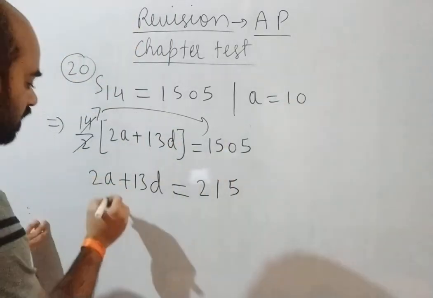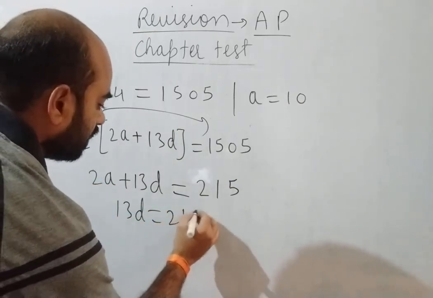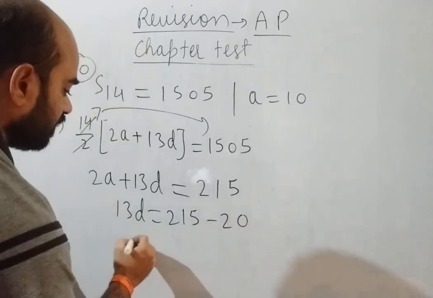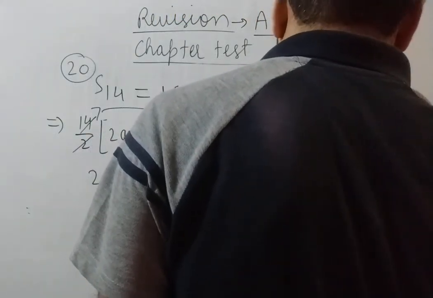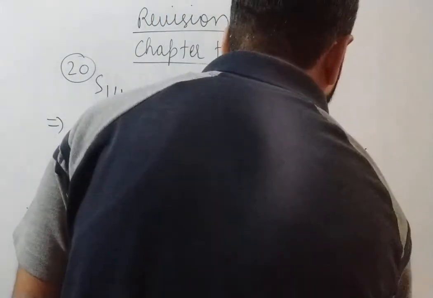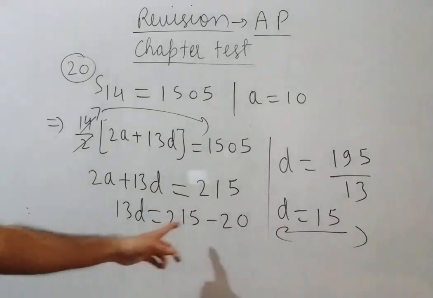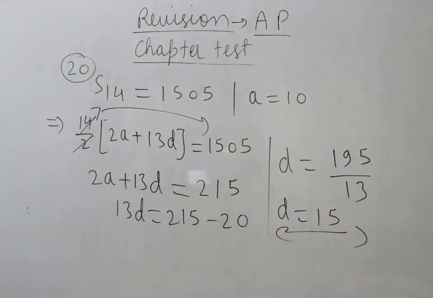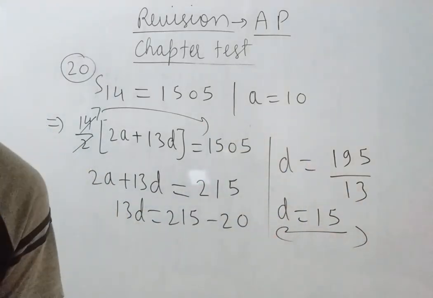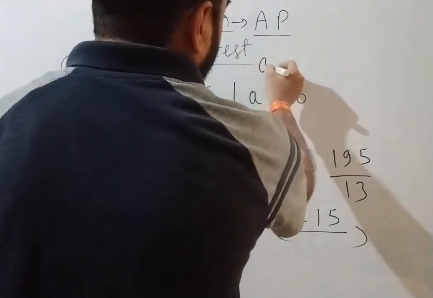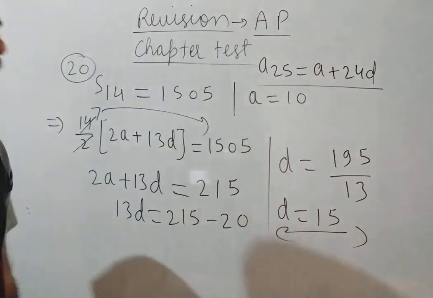Now a is 10. So a is 10 means 10 into 2, 20. It means 13d is equal to 215 minus 20. So we can calculate d. D will be 195 upon 13. So this will be 15, I think. Clear? 215 minus 20 upon 13. So d is 15, a is 10. Now we can find the 25th term. 25th term means a plus 24d. Substitute the value of a and d.